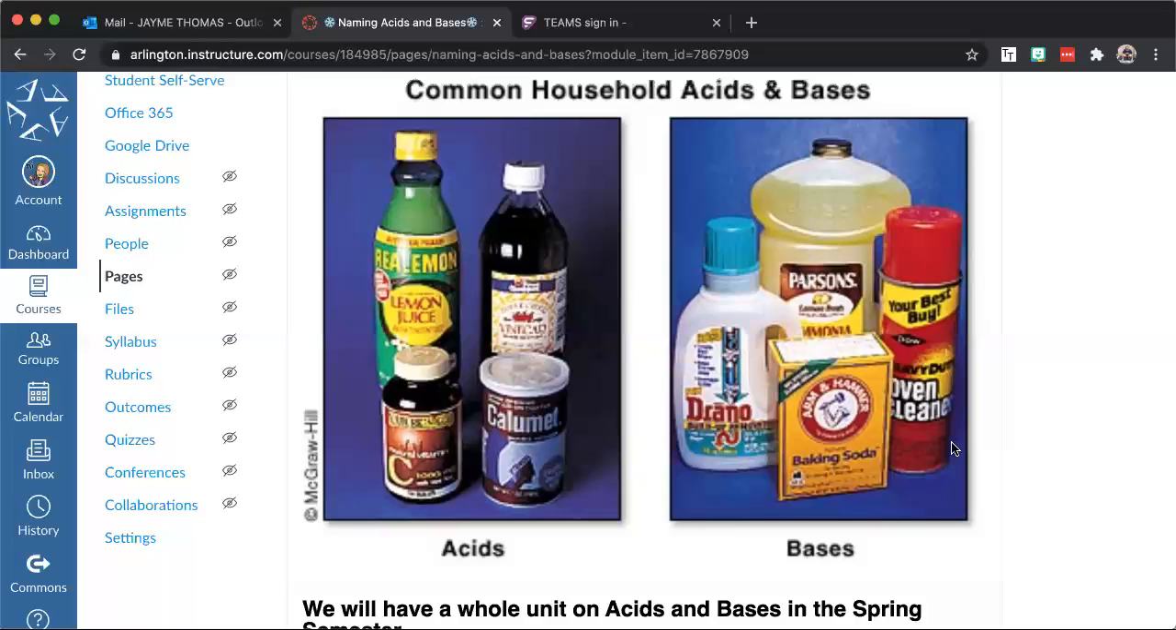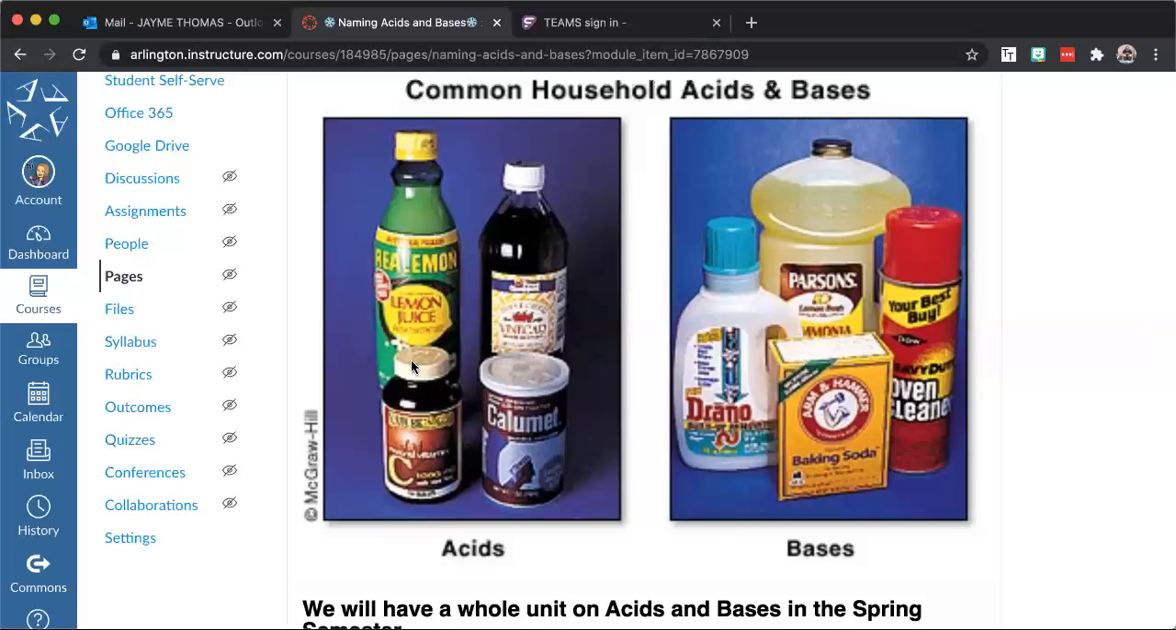All the other bases are cleaning products. So you have drain cleaner, ammonia, things like Windex, bleach, oven cleaner, even things like shampoos and soaps. Anything that's slippery, like a soap or a shampoo, those are all bases, because that's a property of bases, that they're typically slippery. They're used to clean things, and they taste bitter when you do taste them. So if you ever stick your finger in baking soda and taste it straight up, it doesn't taste very good.